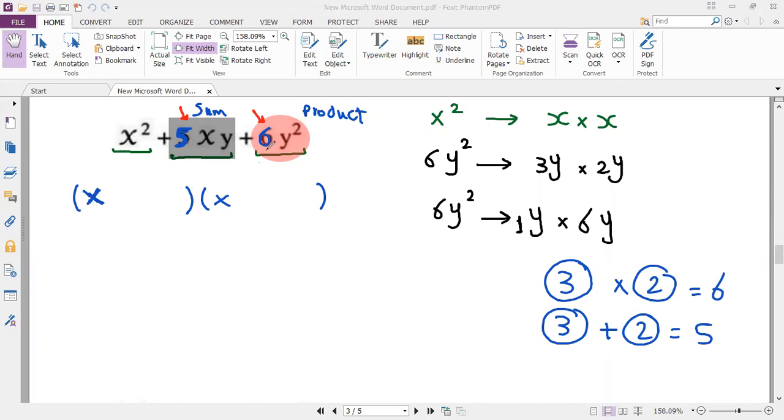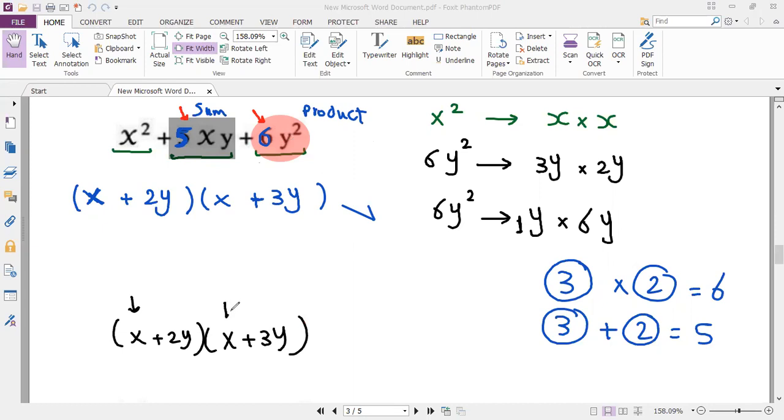What about 6? 6 is 3 multiplied by 2 because the sum is 5. But we have y squared. So you write here plus and plus, write plus 2y and write here plus 3y. This is the solution. This is the factorizing. And if you want to check it, write x plus 2y multiplied by x plus 3y.